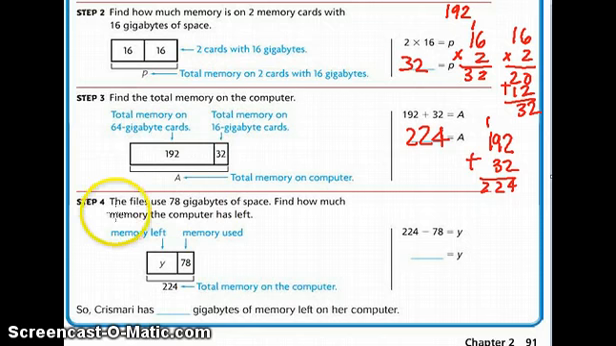Now, we know from step 4 that the files use 78 gigabytes of space. Find out how much memory the computer has left. So we know that it's already used 78. We found out that the total memory is 224. So we have to take away 78. Let's go ahead and do that. 224 minus 78. And we have to regroup.